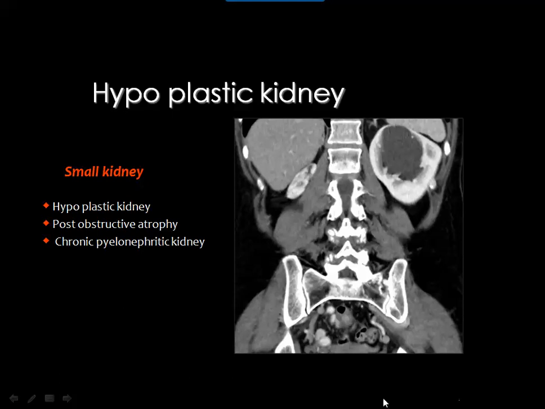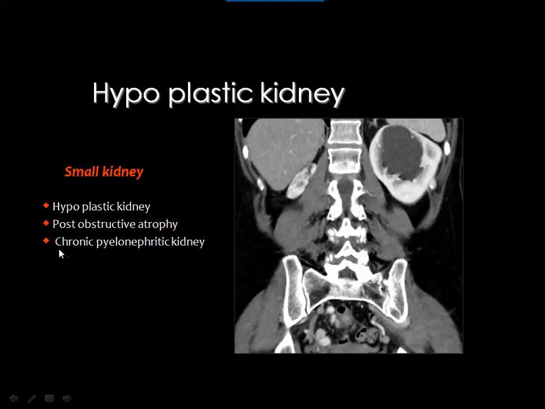Then whenever you see a small kidney on imaging or on intravenous urography, you think of one of three possibilities. Number one, a congenital hypoplastic kidney. Number two, post-obstructive atrophic kidney.